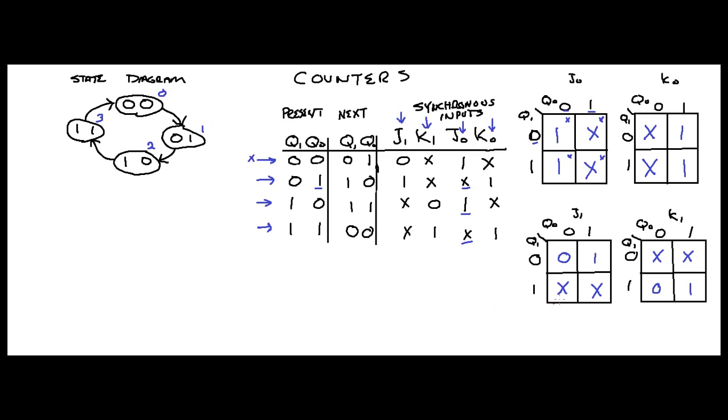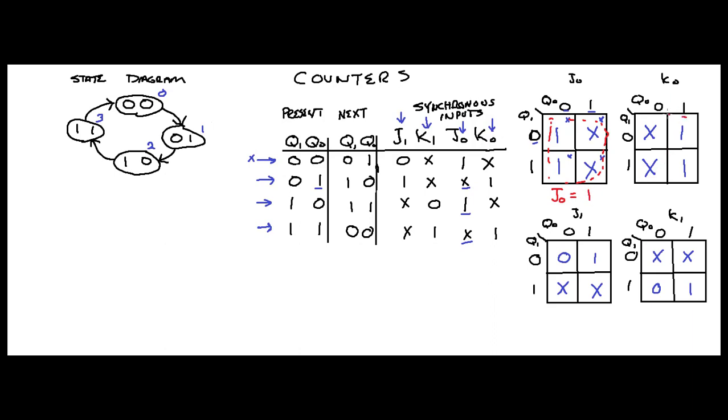So, in this one, J0, first we've got to group them, right? Well, you can easily see that you can group the entire thing. If both of these x's were 1s, you would have four 1s there, right? So you could just simply group them. And that would mean J0 equals 1, right?